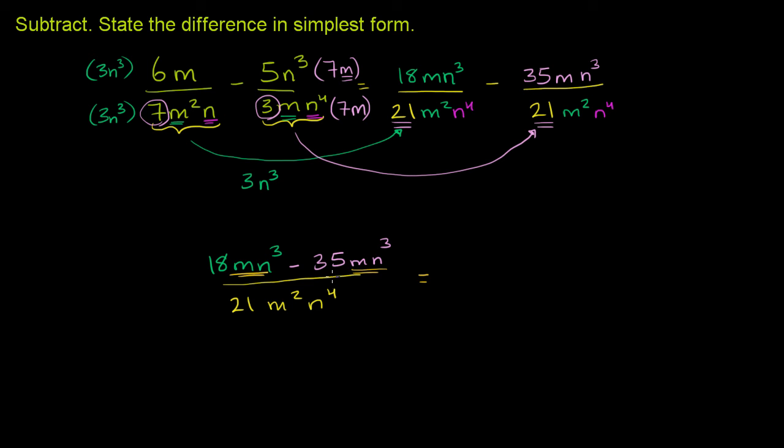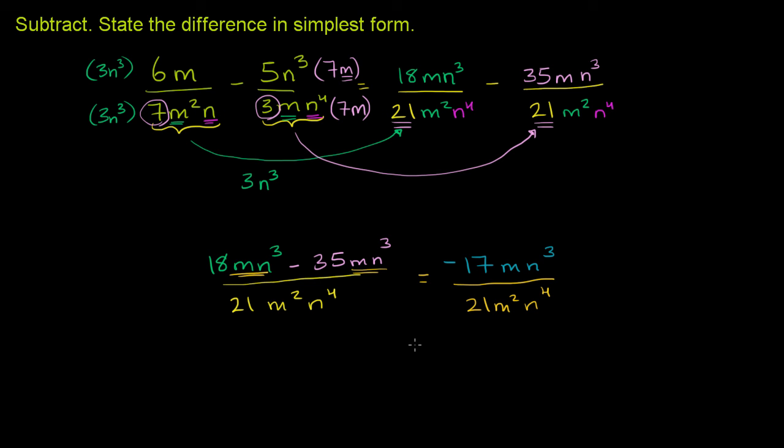Which is going to be equal to what? Well, 18 minus 35, this is really just practice in subtracting negative numbers, is negative 17. So this is going to be negative 17mn to the third, right? 35 minus 18 would be 17, so if you swap them around, you're going to get negative 17. Yep, that works. And then all of that over 21m squared n to the fourth.